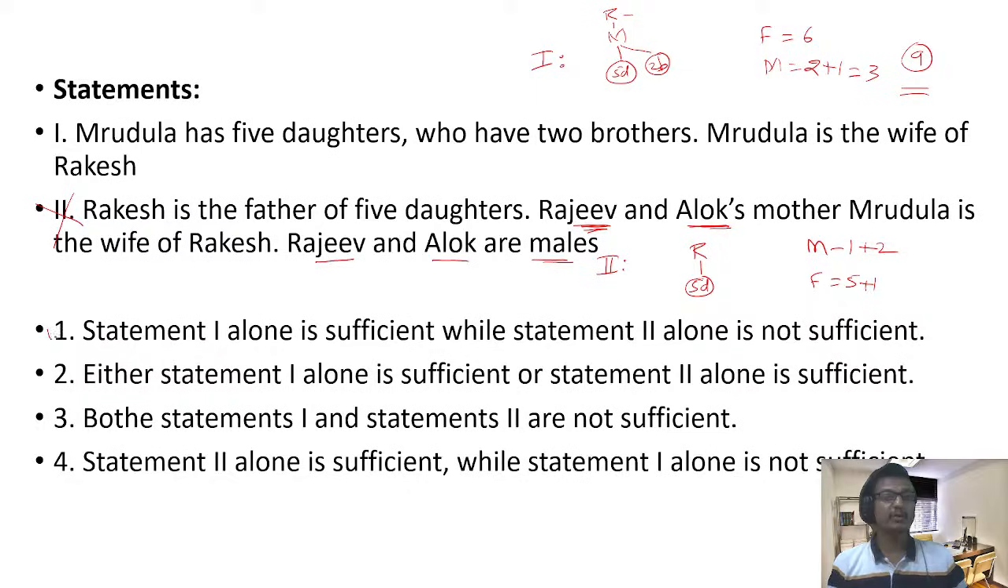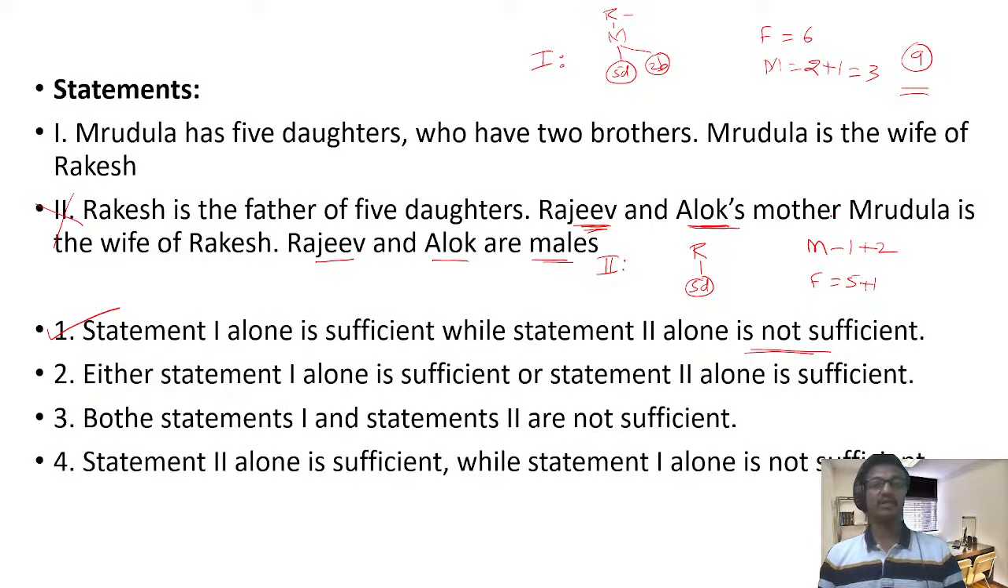Then option 1 you can choose. Statement 1 alone is sufficient, while statement 2 alone is not sufficient. Here you cannot say that Rajiv and Alok are the only male children of Mrudula. That is not given here. So you have a doubt that any other male child may be there for Mrudula.